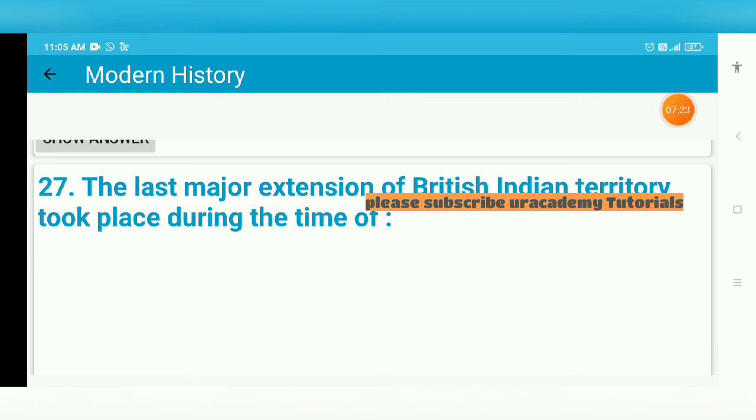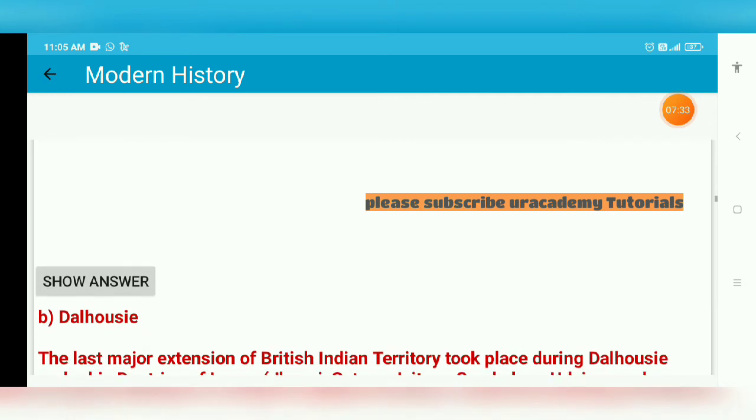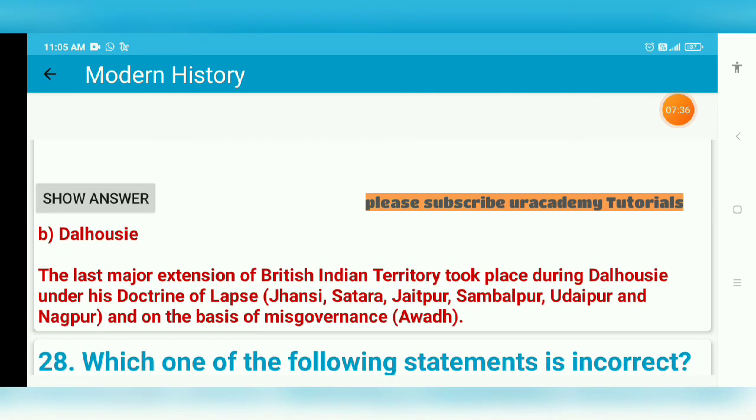So it was Dalhousie who led the last extension of the territories, because after that the revolt of 1857 took place and the British stopped the policy of the extension of the territories. It was Dalhousie; the last major extension took place during his time under the Dalhousie doctrine of lapse. We know the annexation of Jhansi, whose ruler was Rani Lakshmi Bai, popularly known as the Queen of Jhansi. And on the basis of misgovernance, Awadh was annexed. We know Dalhousie's policy of doctrine of lapse.